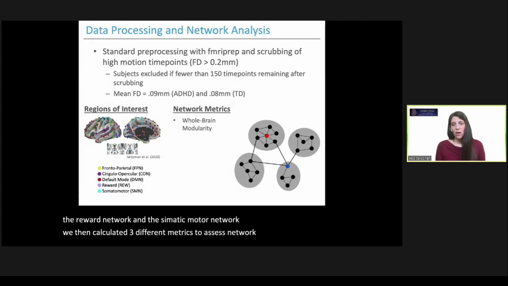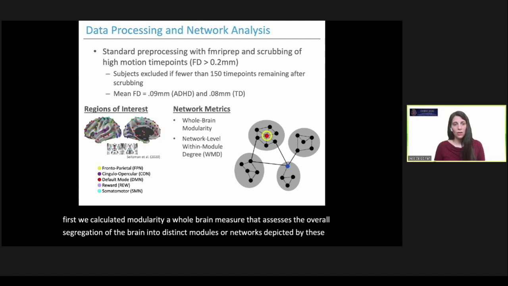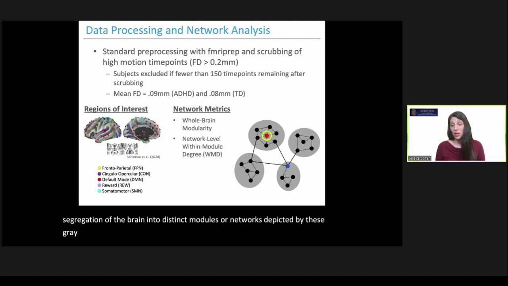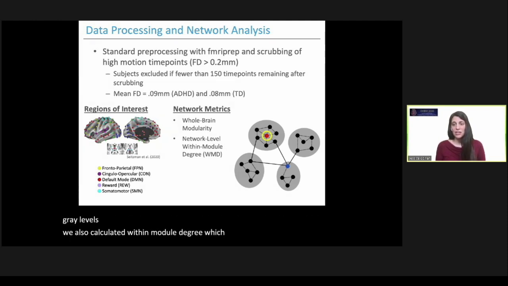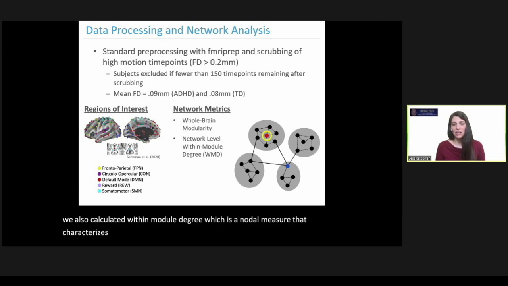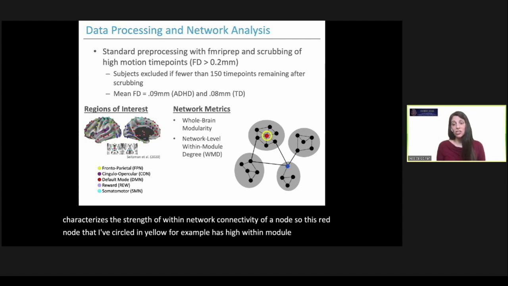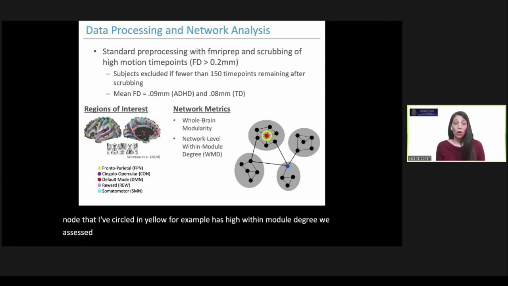First, we calculated modularity, a whole brain measure that assesses the overall segregation of the brain into distinct modules or networks, depicted by these gray ovals. We also calculated within module degree, which is a nodal measure that characterizes the strength of within-network connectivity of a node. So this red node that I've circled in yellow, for example, has high within module degree. We assessed average within module degree across all nodes within a network to get network level averages. And this was how we assessed within network coherence.